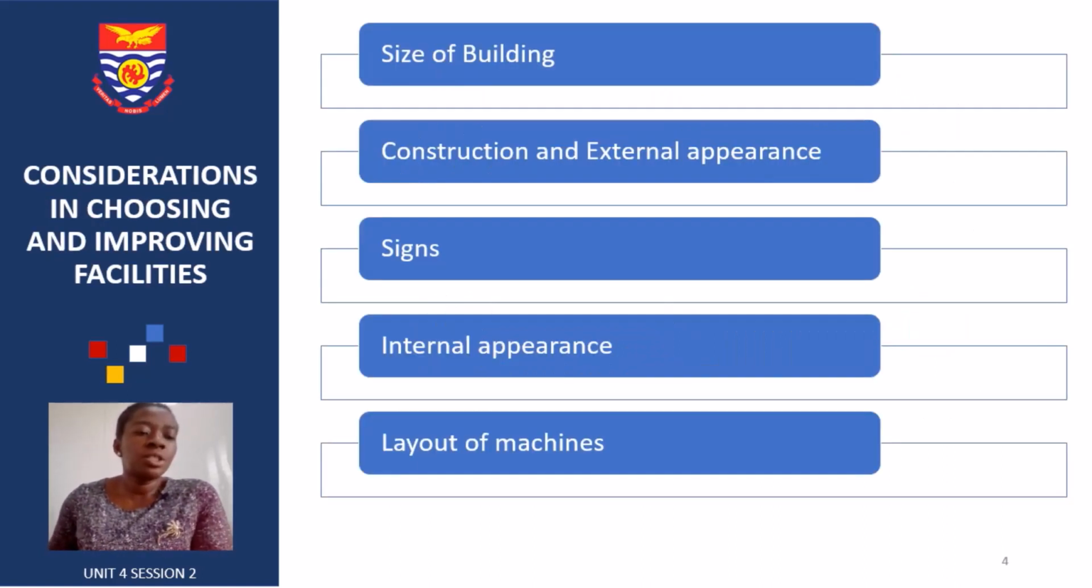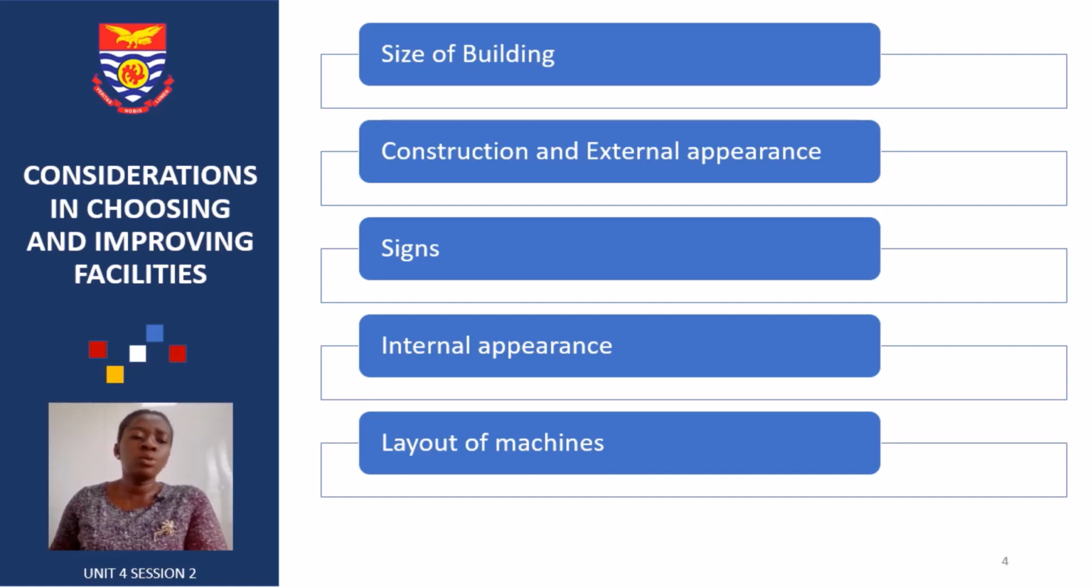There are some considerations we have to take note of when we are choosing or improving the facilities we are working with. You first need to look out for the size of the building. It matters a lot. You need to look out for the construction and external appearance, and the signage. All of these matter a lot.